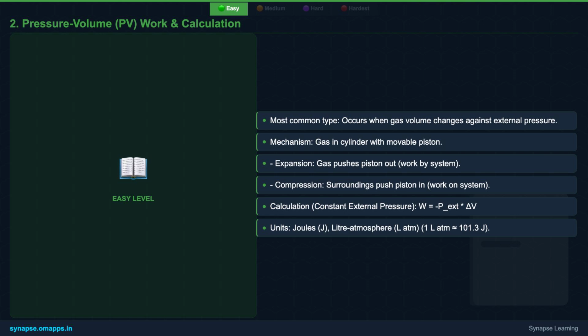For processes occurring at constant external pressure, we can calculate PV work using the formula W equals minus P_external times delta V, where delta V is the change in volume. For instance, if a gas expands by 3 liters against 1 atmosphere, the work done is minus 3 liter atmospheres.